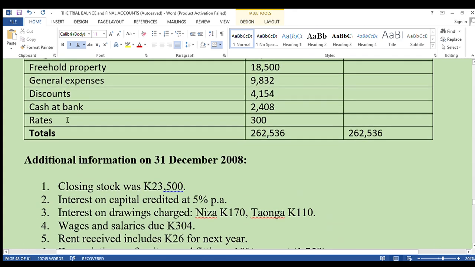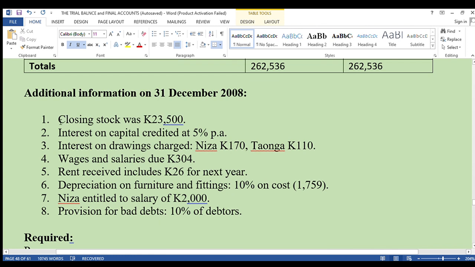Okay, then there is now additional information. The closing stock was this figure. The interest on capital was credited at 5%, which means the interest that's going to be given to a partner for the capital they contributed is going to be 5% of the capital. Then there's also interest on drawings, which is charged: Niza was charged 170, Taonga 110. So the money that they were taking out from the business, they were charged interest at those figures.